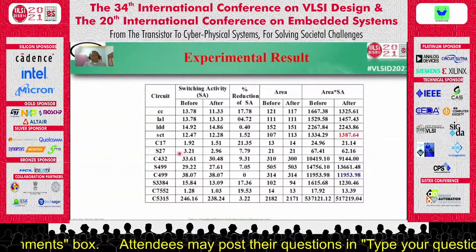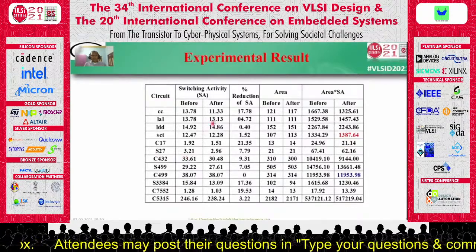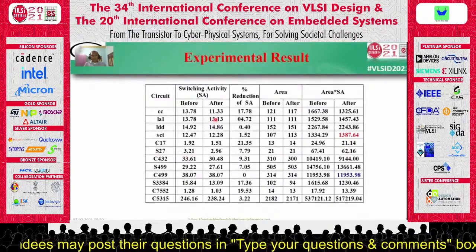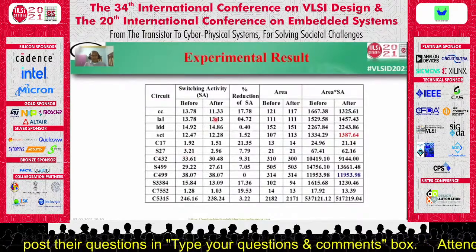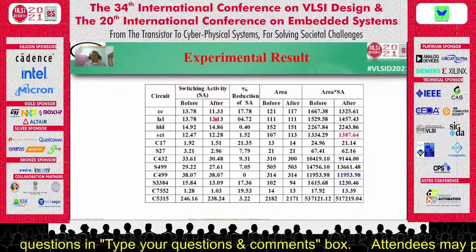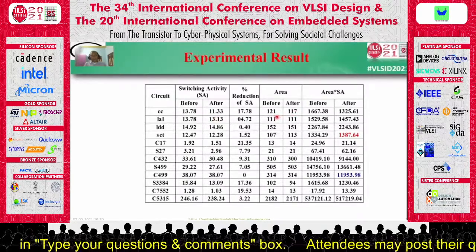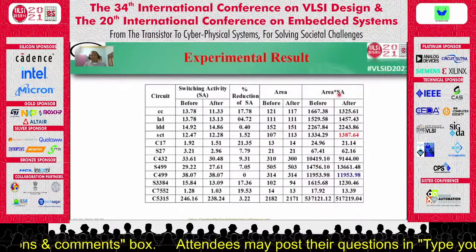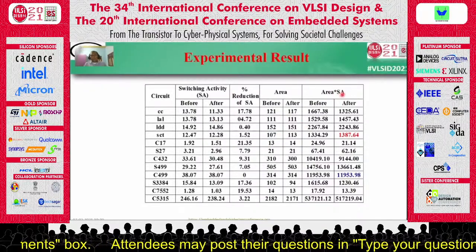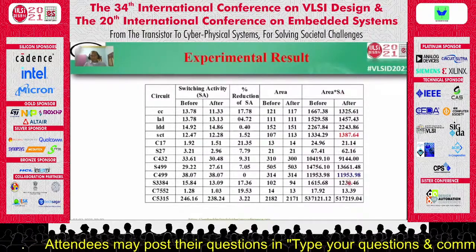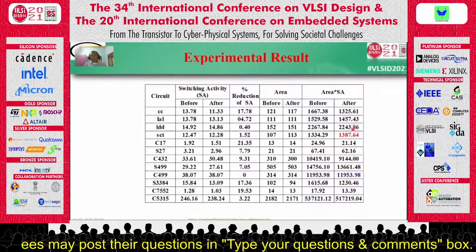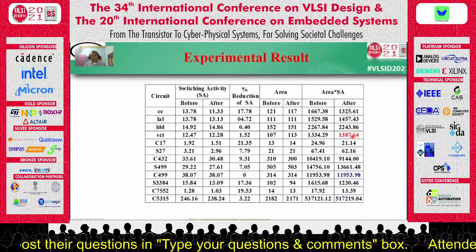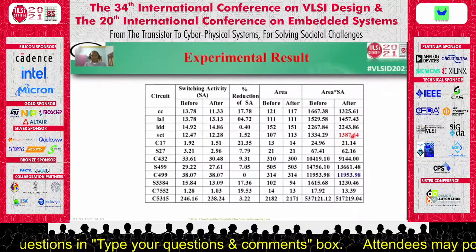The experimental result shows that switching activity either remains the same or decreases in all the cases after applying the transformation. Area in most of the cases is reduced, and sometimes it is increased, but the area into switching activity product remains the same in only one case, increases in only one case, and for all the other cases this product is also reduced.